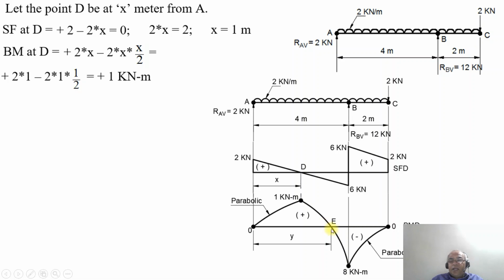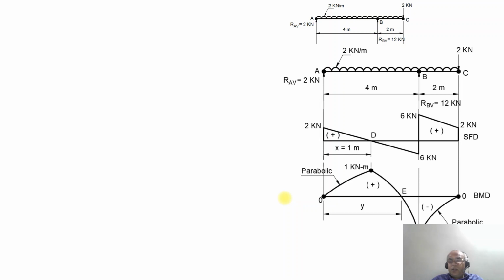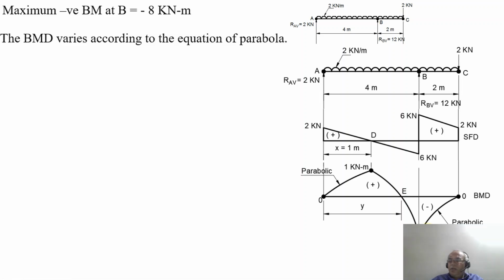So when you see this here at the point E, the bending moment is changing from positive to negative. So you have the point of contraflexure. Before that, we want to identify which is the positive bending moment and which is the negative bending moment. So the maximum positive bending moment occurs at the point D, which is plus 1 kilonewton meter. And the maximum negative bending moment is at the point E, which is minus 8 kilonewton meter. So the bending moment varies according to the equation of a parabola because the power of x is 2.